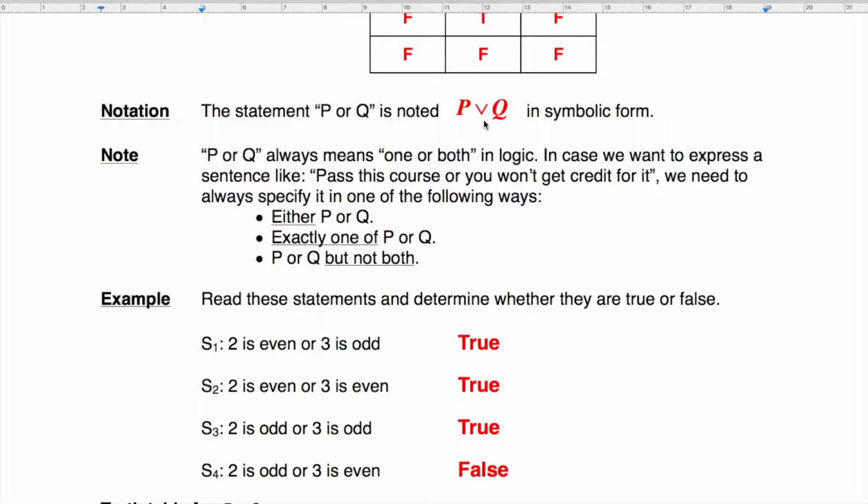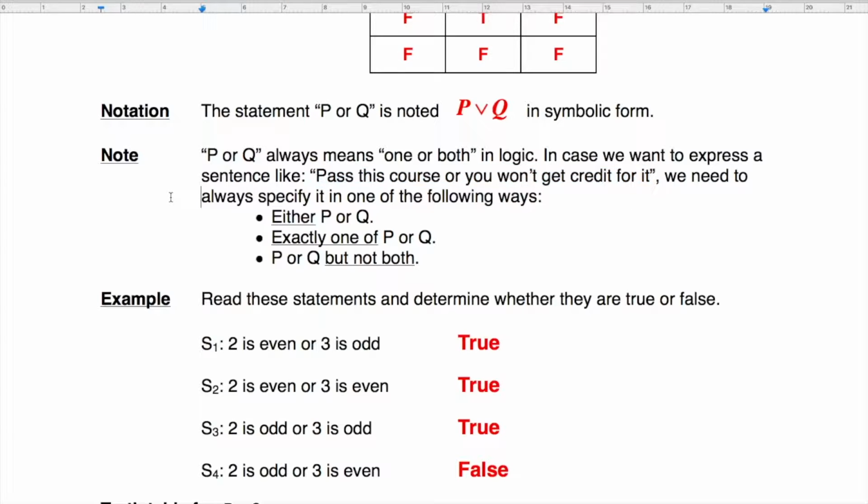One note before we go on, because it needs to be clarified in logic. In English it's not very clear. If we have a sentence, let's read this sentence first, and I think it'll help us all understand. Pass this course or you won't get credit for it. When a teacher says that, what they really mean is either you pass this course or you won't get credit for it. It's either or. In logic, this is not what we mean when we use the word or. When we use the word or in logic, it means either or both of them.